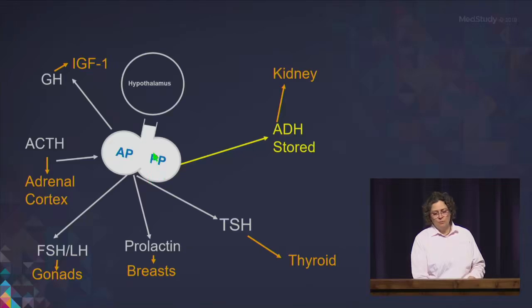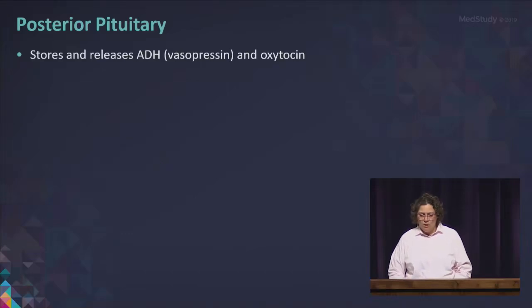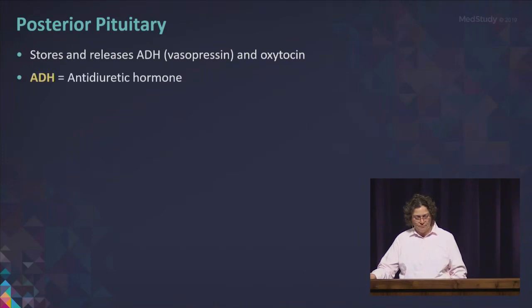And we have the posterior pituitary, which doesn't make hormones, it stores hormones. And the hormone that we're going to focus on that it stores is called antidiuretic hormone. Again, this is under the regulation of the hypothalamus, but from a terminology standpoint, we discuss it at the level of the pituitary. So when we talk about the posterior pituitary, it stores and releases antidiuretic hormone, also known as vasopressin. It also does oxytocin, but doesn't have much clinical relevance in adult life, so we don't talk about it.